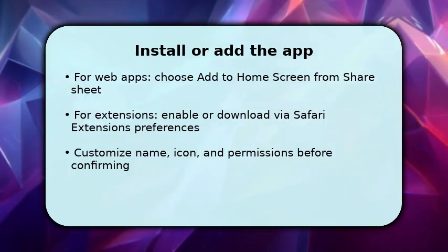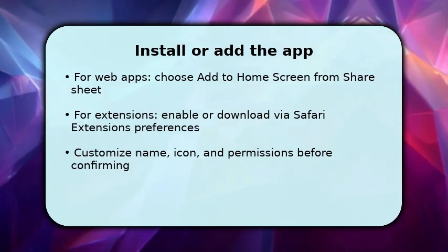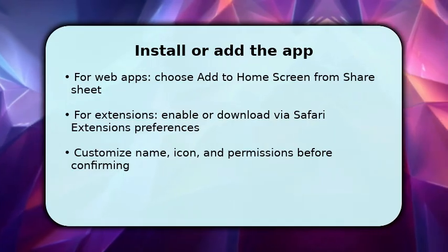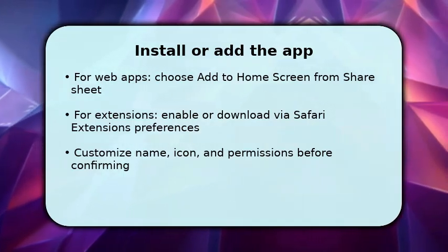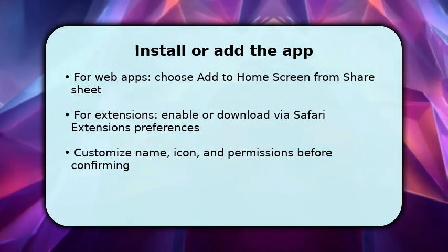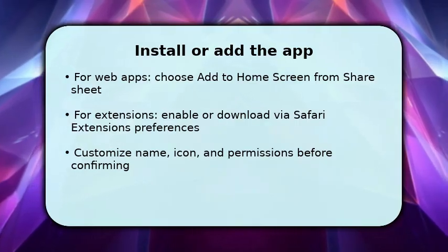For Safari extensions on Mac, open Safari Settings extensions, browse App Store or built-in list, install and toggle on. Make sure to configure permissions and any preferences. Extensions often need site access. Web apps may request notifications. This step creates the app shell and links it to Safari functionality.